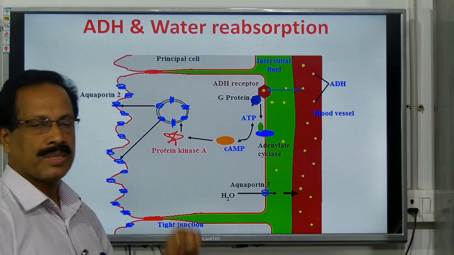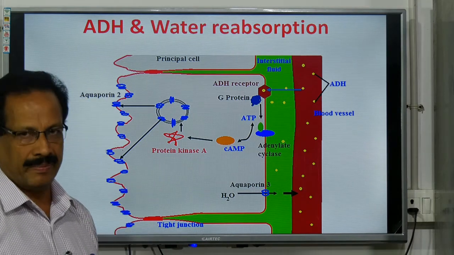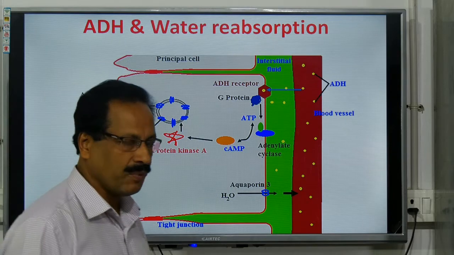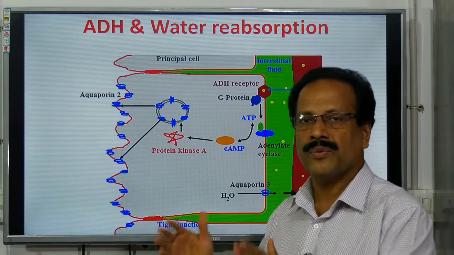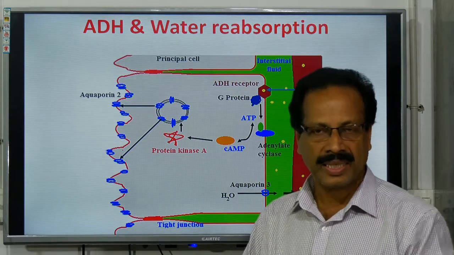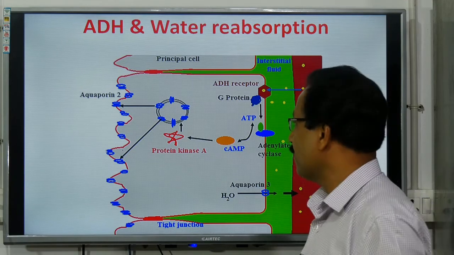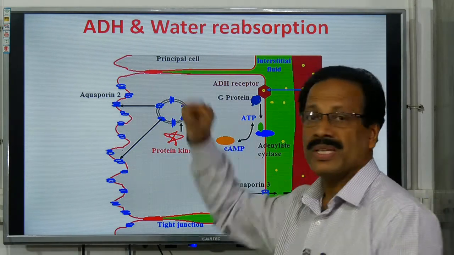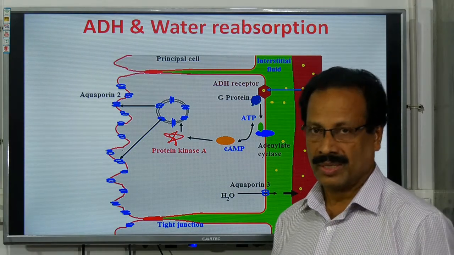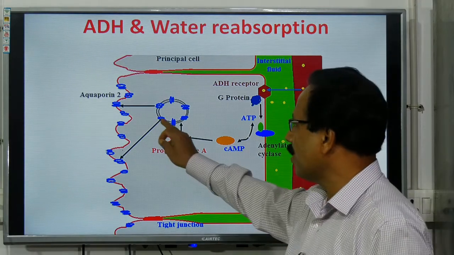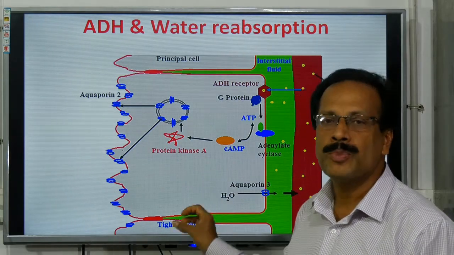This second messenger, cyclic AMP, activates the enzyme protein kinase A. Protein kinase A is a phosphorylating enzyme. This induces a cascade of many phosphorylating reactions within the cell. One of the phosphorylating reactions will be phosphorylating the vesicles where these aquaporins are stored or sequestered. As a result, these aquaporin channels move to the apical membrane of the principal cell.